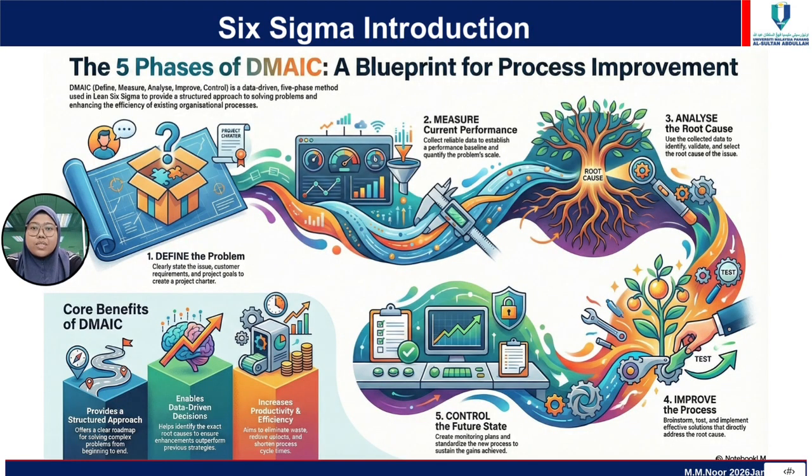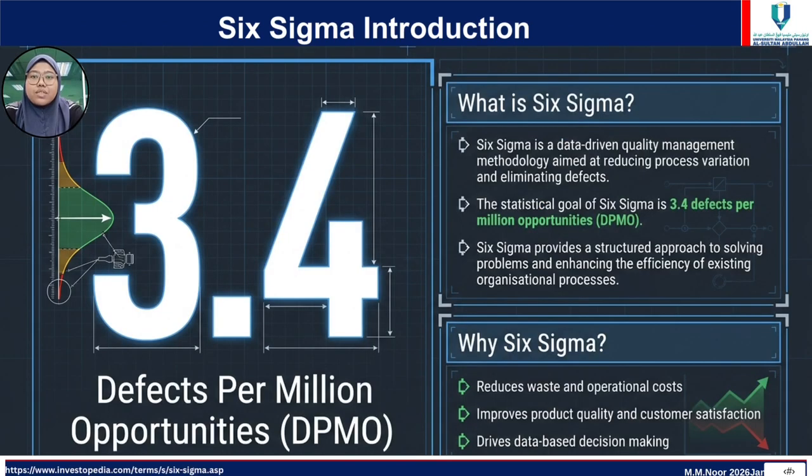Six Sigma is a quality management approach that focuses on reducing errors and improving process performance. It uses data and statistical analysis to identify problems and achieve consistent results. The main goal of Six Sigma is to reduce variation in a process.